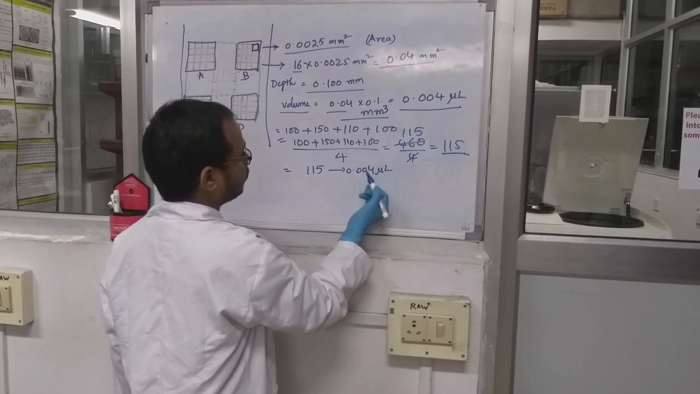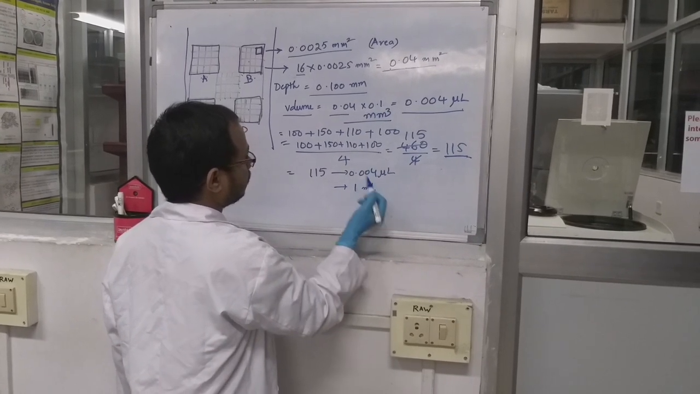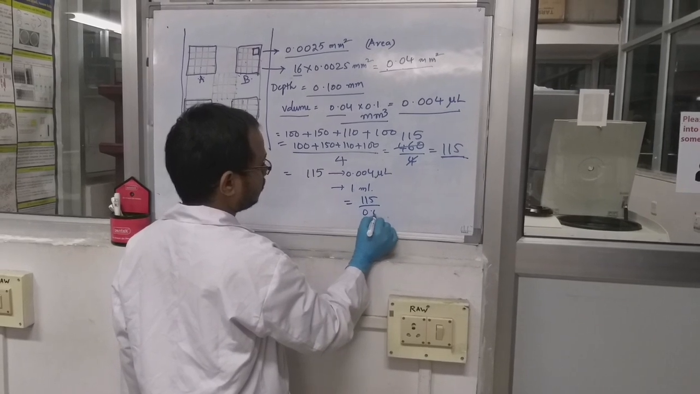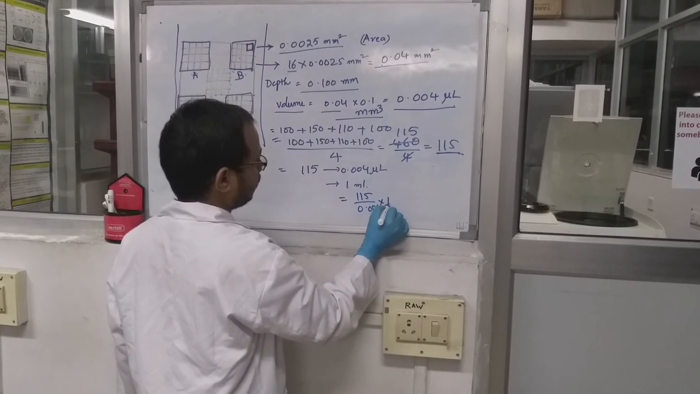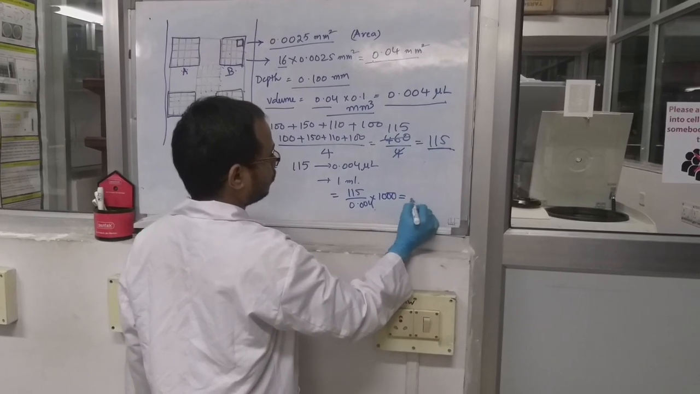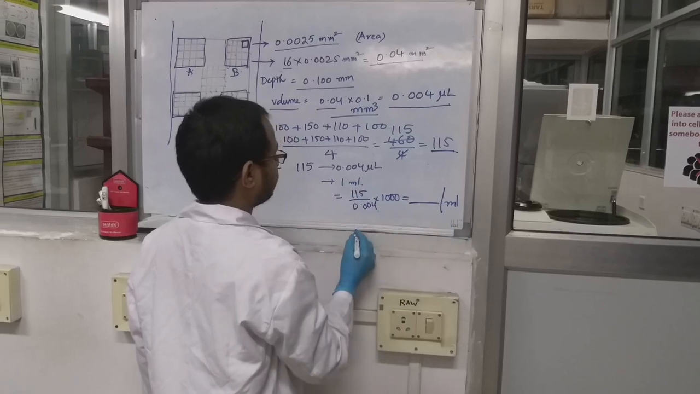0.004 microliter volume. So how many cells per 1 ml? That we can calculate simply: 115 divided by 0.004, into 1000. That will give the number of cells per ml.